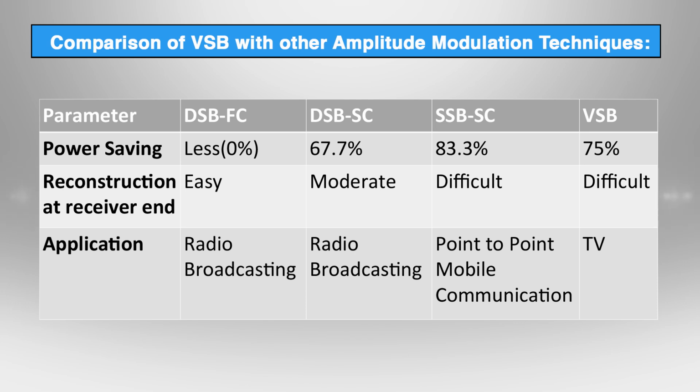Now, the power saving for the case of DSB-FC, that is double sideband full carrier, is 0%. In the case of double sideband suppressed carrier, power saving is about 67.7%. In the case of single sideband suppressed carrier, power saving is 83.3%, and vestigial sideband saves power of about 75%. In terms of power saving, the VSB signal saves about 75%.